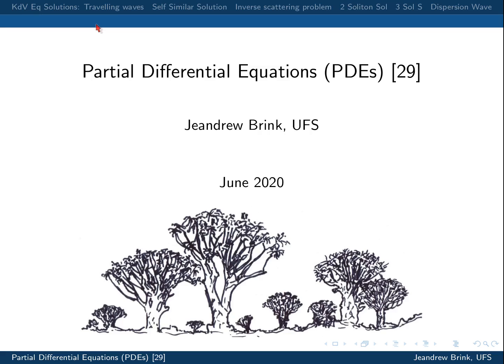In particular, we'll be looking at special solutions such as traveling waves and self-similar solutions in the first part of the lecture. During the second part, we'll be giving an overview, or in fact more like a brief sketch, of a general method of solving the KdV equation with the inverse scattering method. And we'll look at specific properties of 2-soliton, 3-soliton, and dispersive wave solutions.